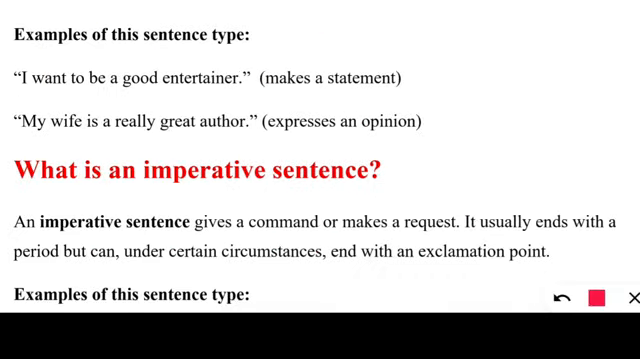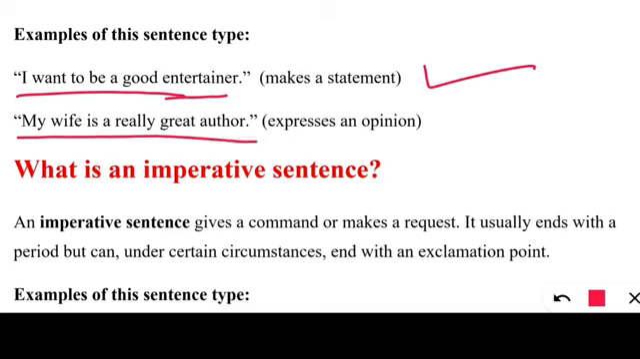Here: "I want to be a good entertainer." This is a statement. "My wife is a really great author." This is an opinion. So, these 2 are ideal examples of a declarative sentence. Let's move to the imperative sentence. What is an imperative sentence?